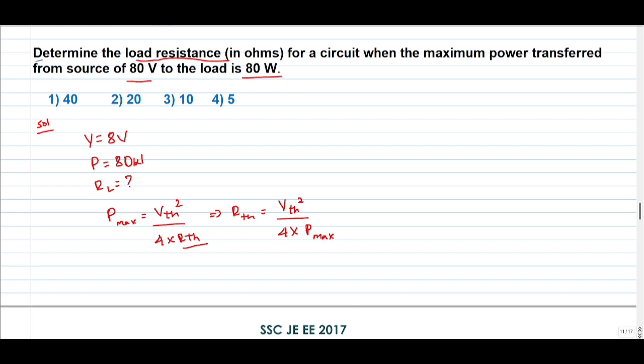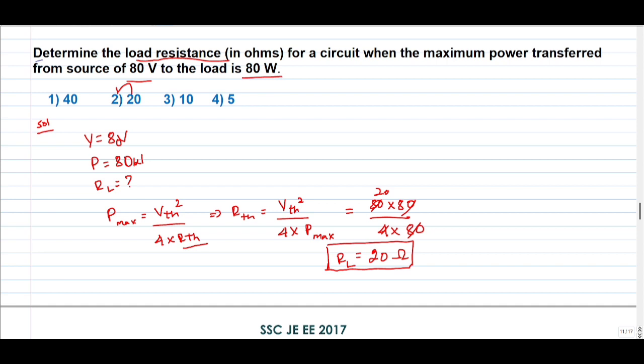Okay, if we substitute the values, the value of VTH is 80 volt. That is VTH square, that is 80 square, that is 80 into 80 by 4 into P max, which is 80 watts. If we solve this, 80 will get directly cancelled. 4 into 20 is 80. So now the answer is 20 ohm, that is the value of load resistance is 20 ohm. Okay, so the answer is option 2, 20.